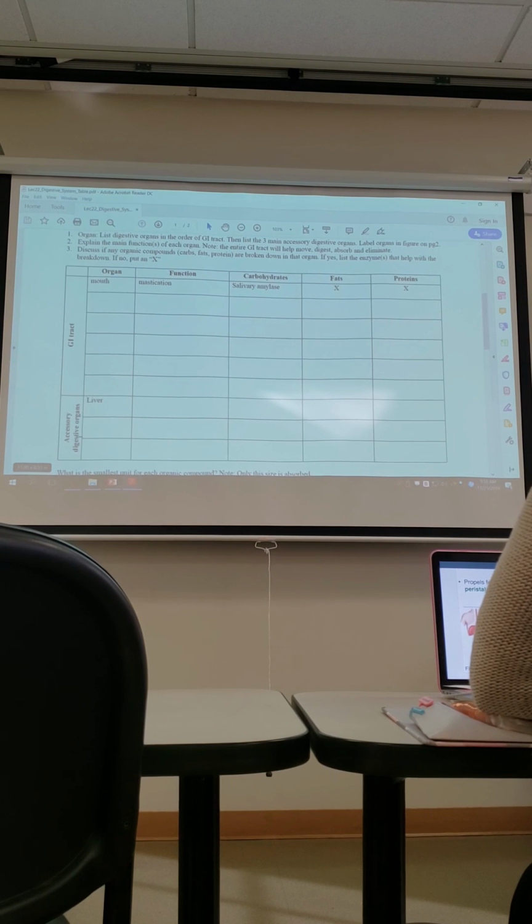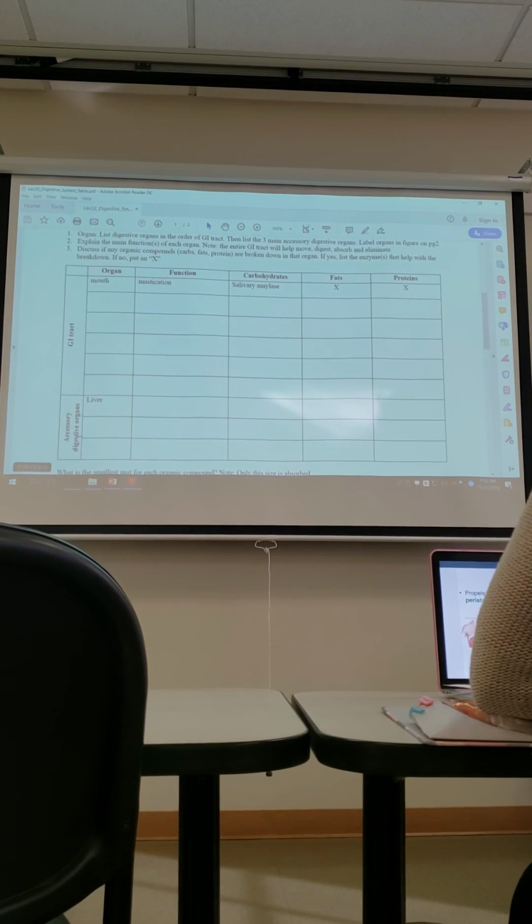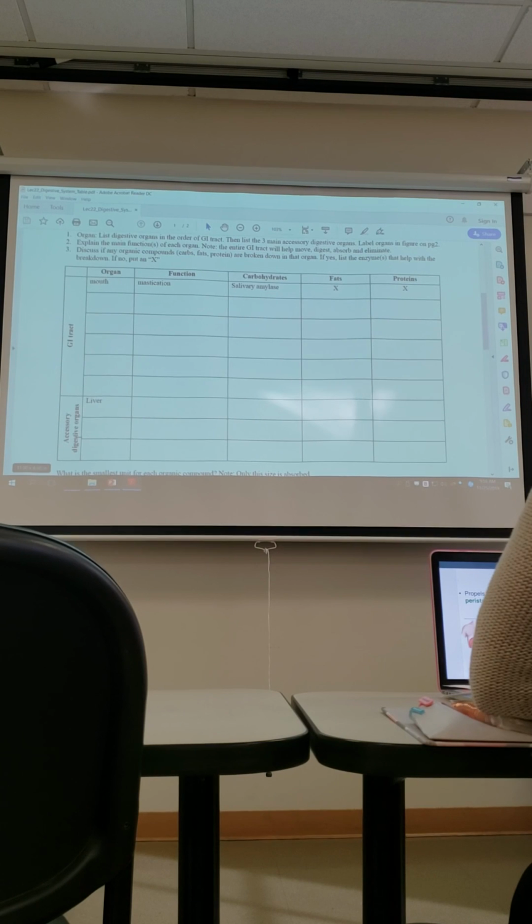Clear on what we need to do here? Alright, so I'm going to hand this out to you guys. I'm also going to hand out another sheet that shows you a picture of the whole digestive system. So as you write down your organs, just review and make sure you can identify where it is on the diagram. And then we'll work on this together, which is how do we regulate digestion.